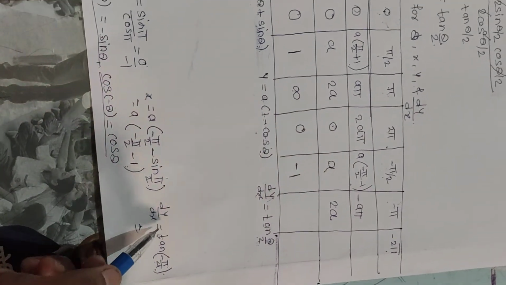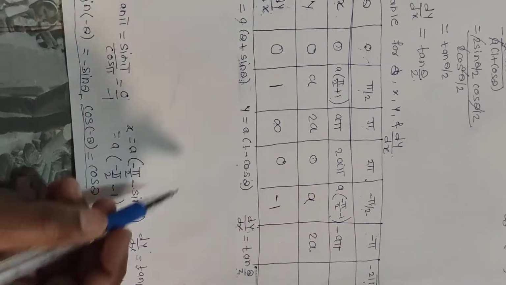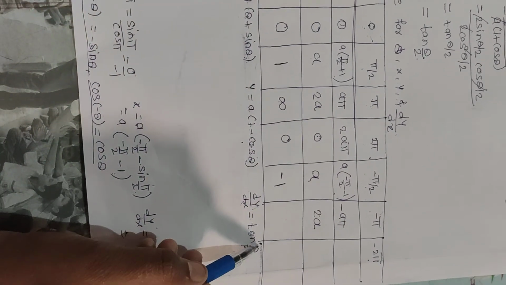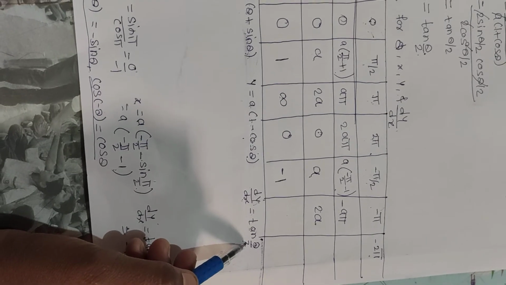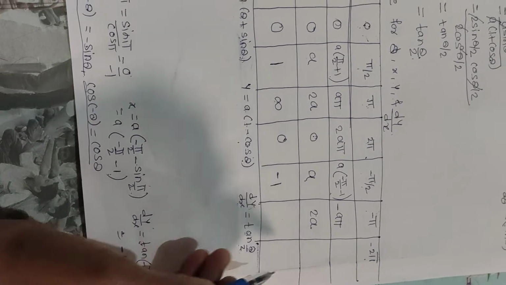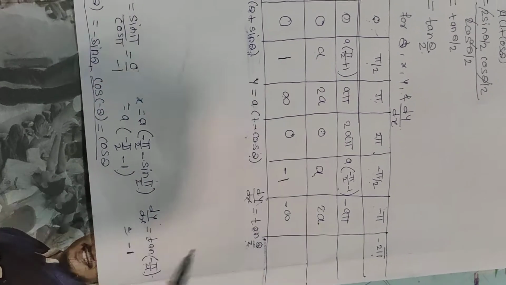So what is dy by dx? Here we have to put minus pi. That means tan of minus pi by 2. So what is the value of tan of minus pi by 2? It is minus infinity.